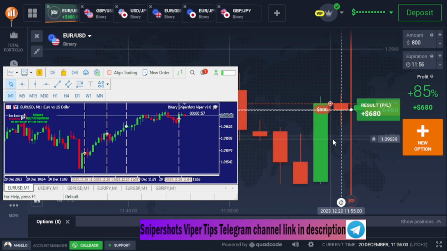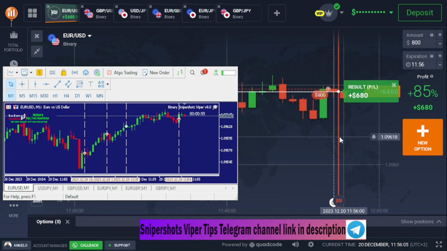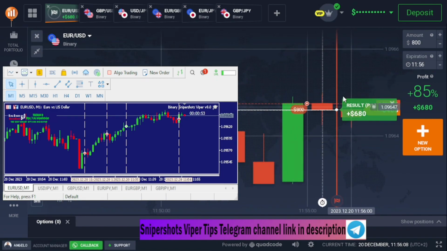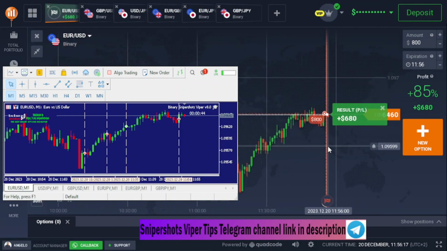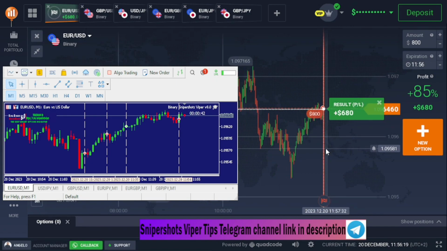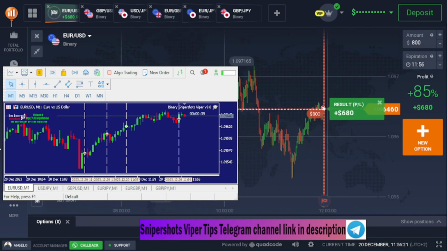Okay, we just made a profit. The trade just won, as you can see. We entered our trade here at the beginning of the candle and we made profit, guys. So now let's patiently wait for another signal. Let's wait for another signal and we enter it.